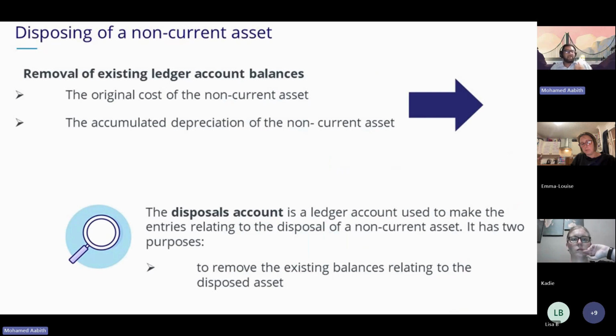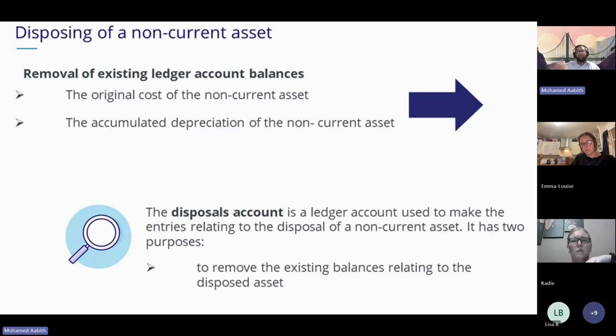What is the non-current asset? So here, removal from the existing account balances. That means you have the original cost of the non-current assets. So when we acquire an asset, we normally put the whole original value in our books. That is what we call, obviously, the cost, nominal cost of the non-current assets.